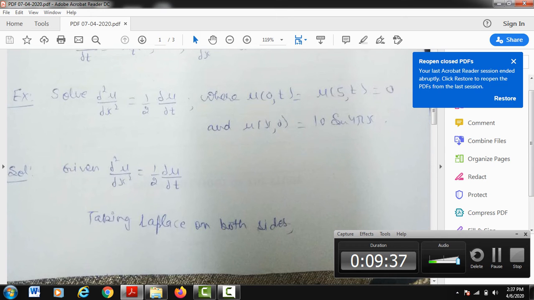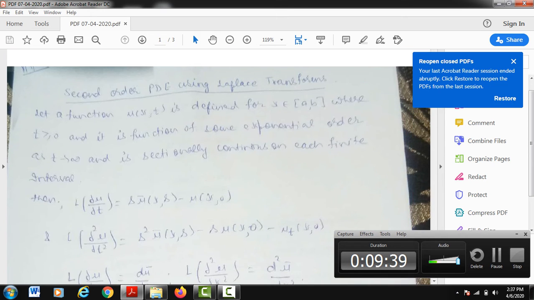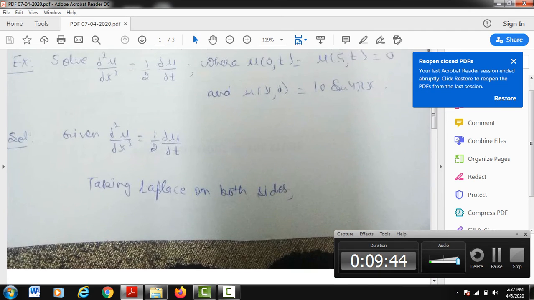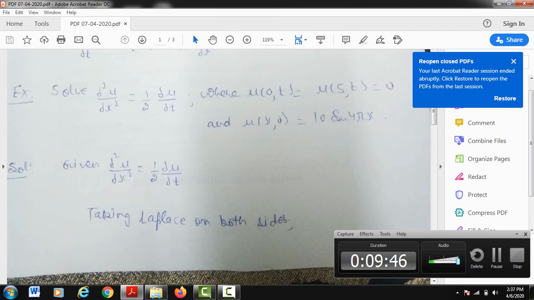So I will tell you how to solve this numerical by using the Laplace transform, but I advise you personally to please solve this question by the method of separation of variables also on your own. Okay, so let us solve this question, this partial differential equation. It's a second order partial differential equation.